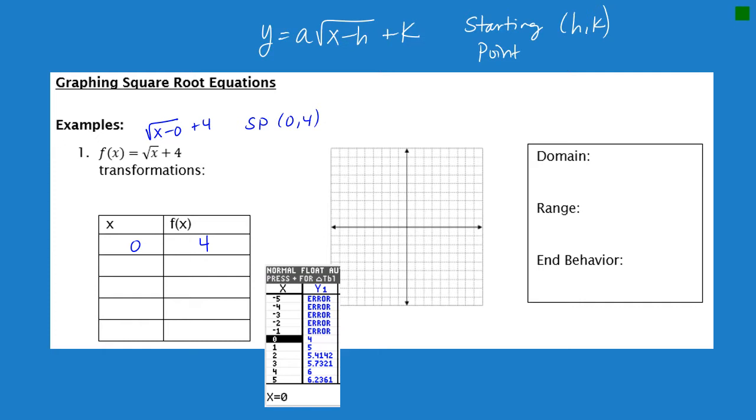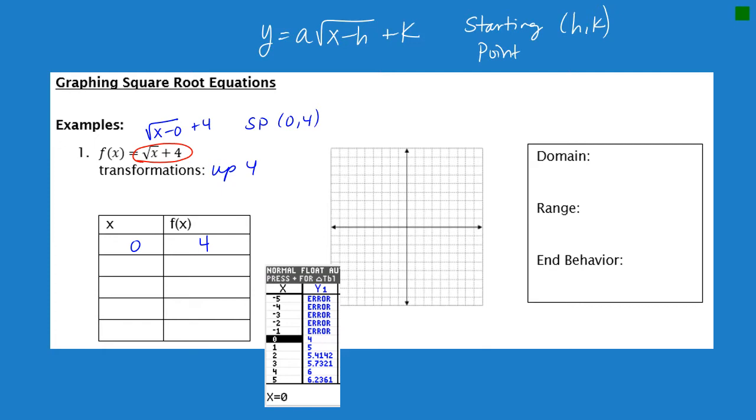It also asks us to find the transformations. All that's happening to this graph is that it's being shifted up 4. So now you're going to put the equation, the square root of x plus 4, into your y equals in the calculator. Then you go to the table, and you'll notice that for the x values less than 0, so -1, -2, -3, you get an error. What that means is that there isn't a graph there, which is why we chose 0 as our starting point, because that's where the graph starts.